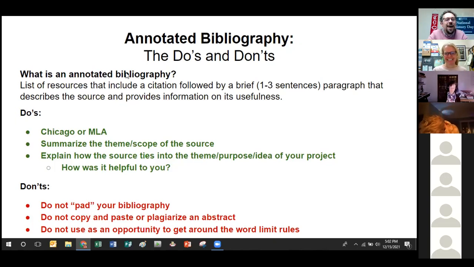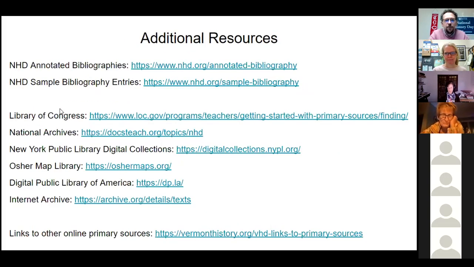So I believe, aside from that, there are a few additional resources that we have, of course, connected to NHD with the annotated bibliographies and the sample bibliography that they give on their website, which will help out. And then we did give a couple of broader places where there are great collections for people to use. Victoria, you put this list together. I didn't know if you wanted to add anything.